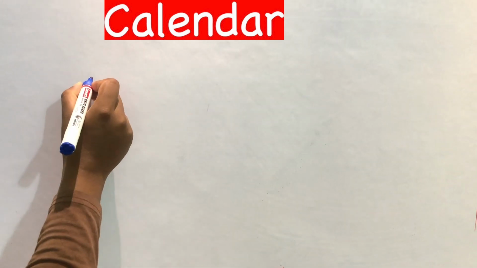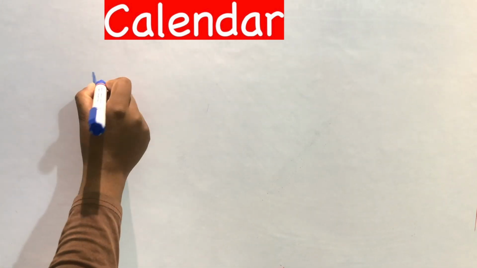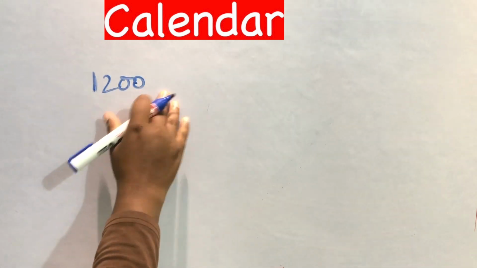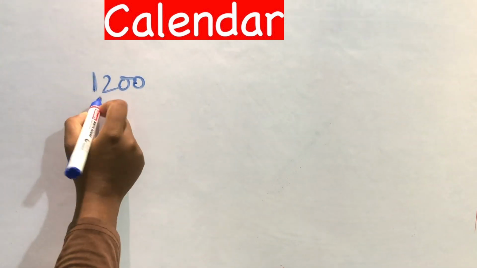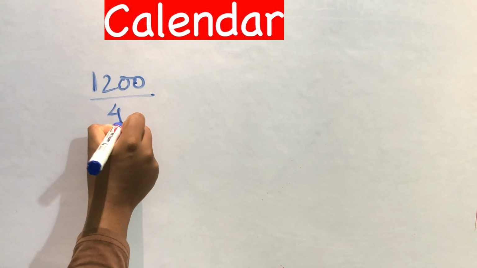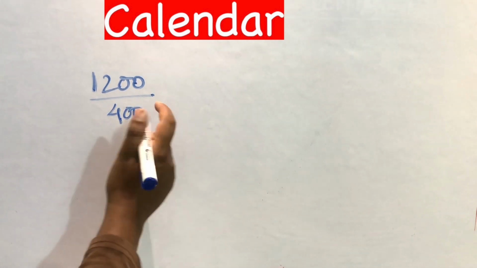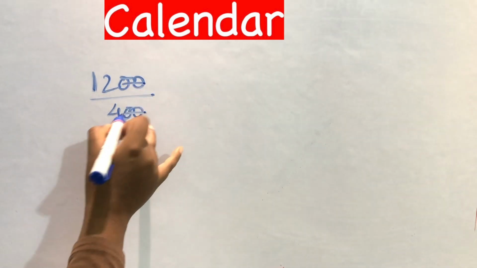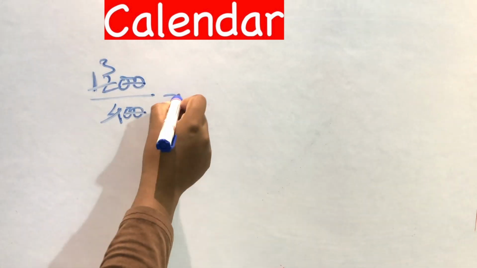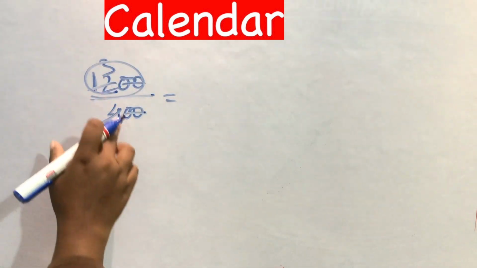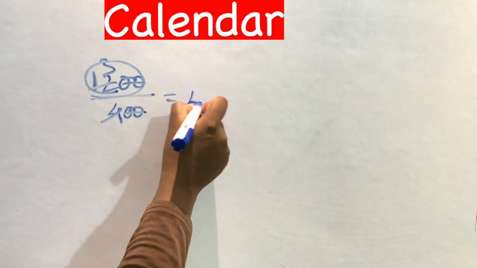Okay. Let's see if 1200 is a leap year or not. For doing this, we have to divide this given century year by 400. Now if you cancel these two, this 1200 is divisible by 400, hence it is a leap year.